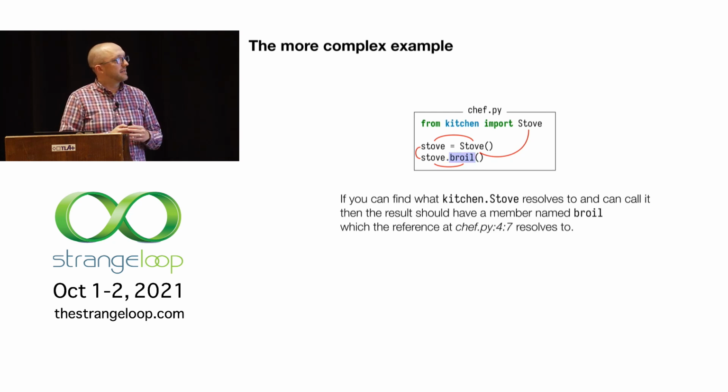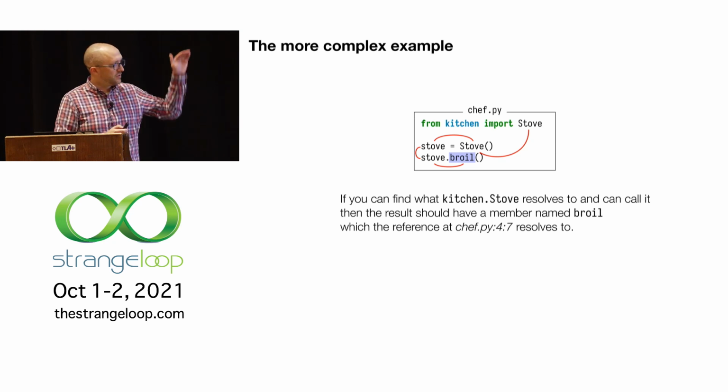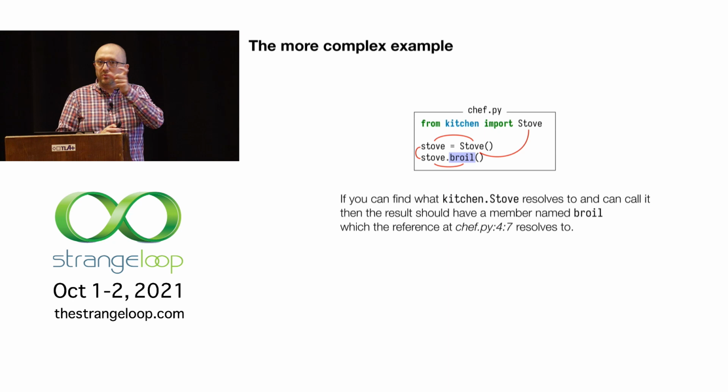And that member is what this broil reference at chef.py 47 resolves to. So this is a more complex fact. It has multiple clauses. It's talking about the fact that we have to pause our lookups and look up other things and get the results and do some stuff with it. But we can still write this out in English and understand what we're trying to do.